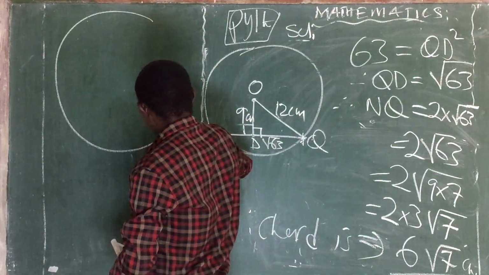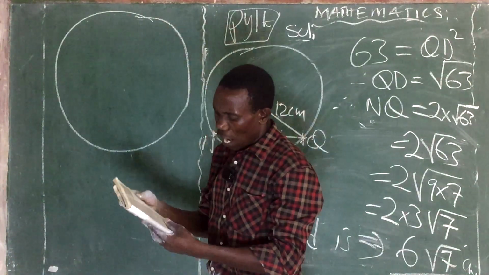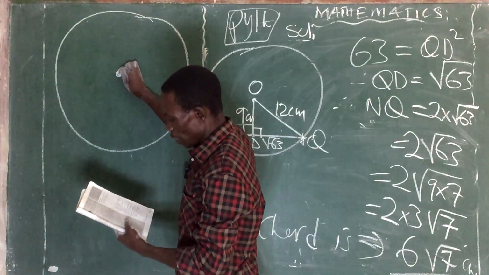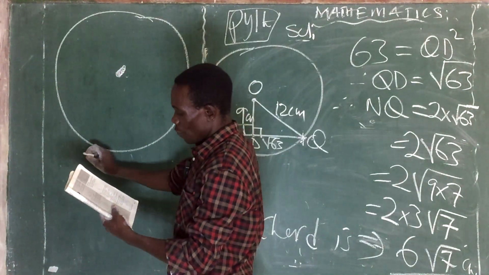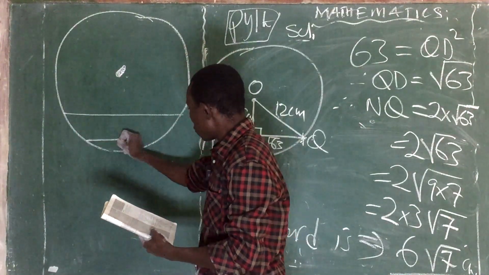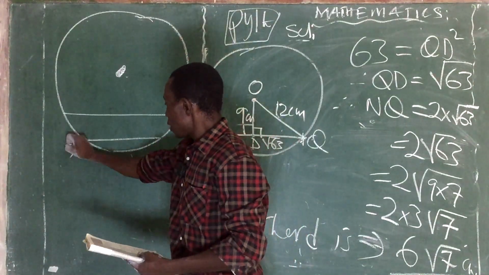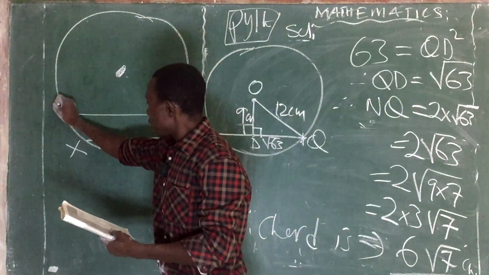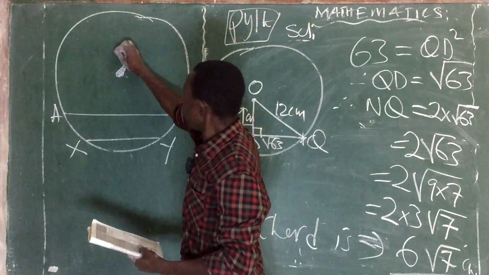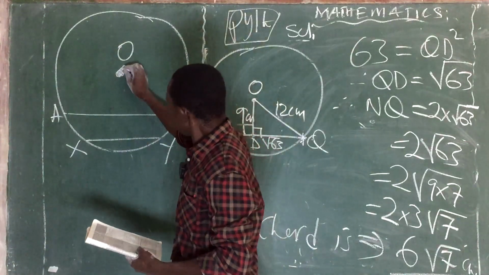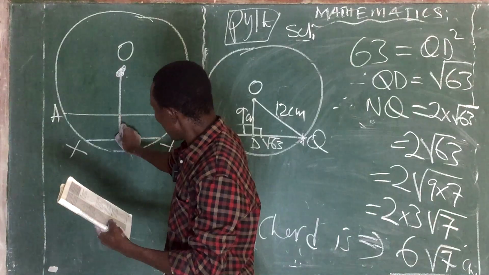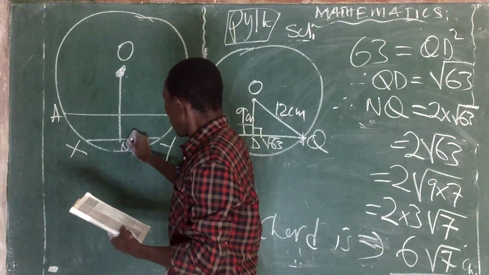You are given a circle like this one, and listen to me attentively. O is the center, and you have got two chords. The first one is this one here, and the other one is this chord here. The second chord is XY. The other one is called AB. And here is the center O, and the line starting from the center goes down here and joins at this point here.